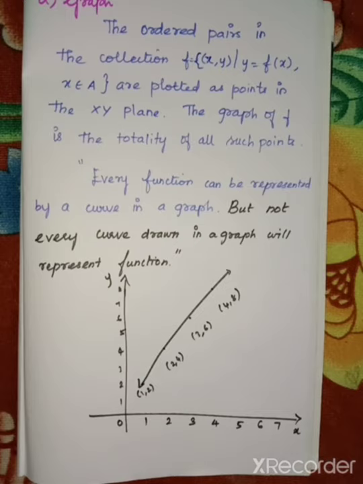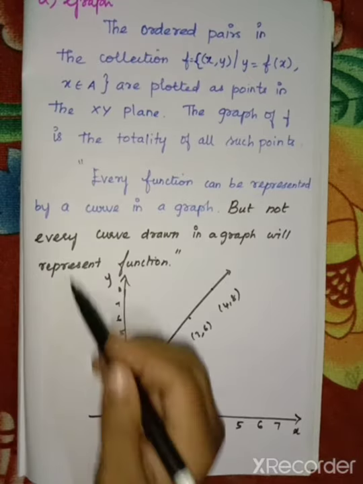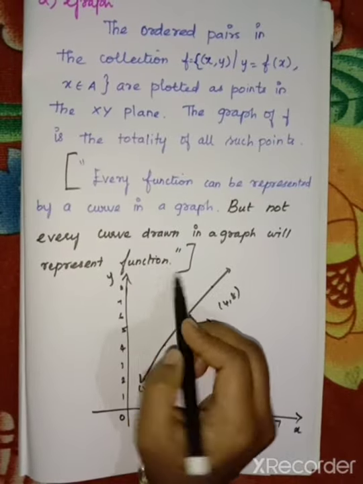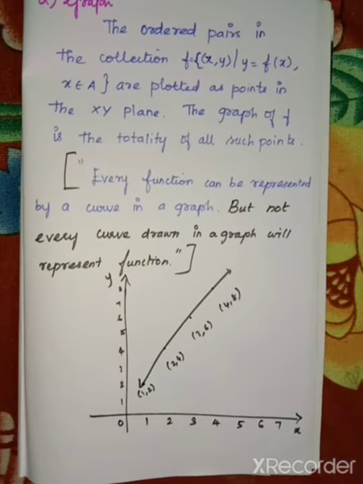If it is possible you have to draw the graph sheet, or otherwise you can draw it simply, using a scale and pencil alone. No need to draw lethargically using the pen. No, don't do like that. Then one condition is there for the graph. Here see that every function can be represented by a graph, by a curve in a graph, but not every curve drawn in the graph will represent a function.